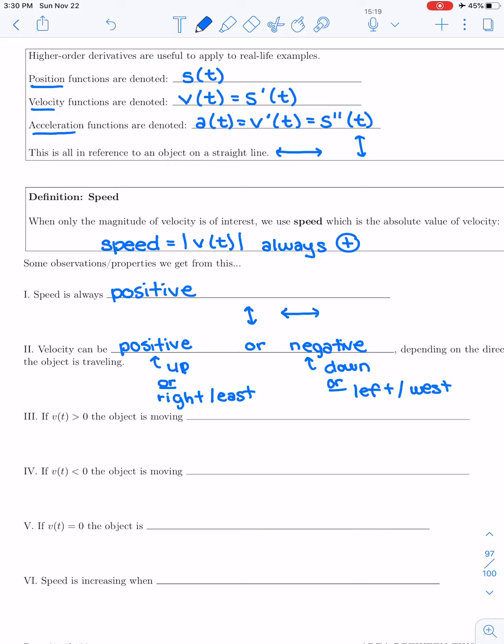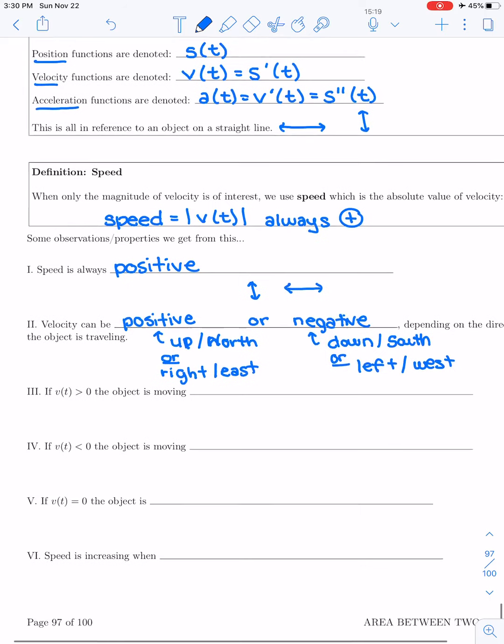So with a vertical line, up or north would be positive, and down or south is negative. Whereas if it's that horizontal line, the right or the east is the positive direction. So something you can use to remember this is you made the right decision, you went to college on the East Coast. The negative choice would have been going to the left or the west.